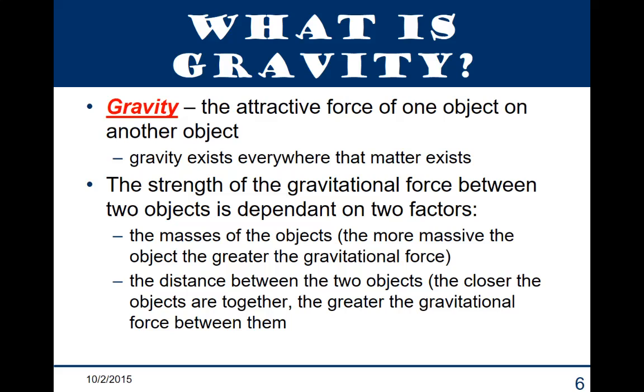Gravity exists everywhere that matter does because all matter attracts all other matter, which creates a gravitational force. The strength of that gravitational force between the objects is dependent on two main things. One, the masses of the objects: the bigger the object, the more gravity it's going to exert. And two, the distance between those two objects: the closer they are together, the greater the gravitational force between them.